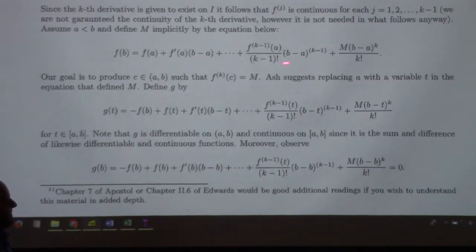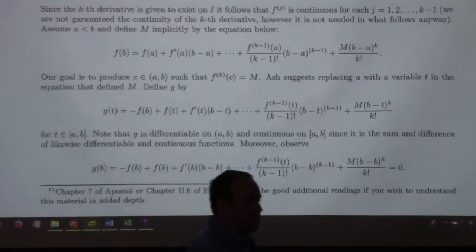So if we subtract f of B from both sides here, that gives us all of this is equal to 0. But that is exactly G of A. So G of A is 0. G of B is 0. G is built from a sum of continuous and differentiable things. So it is both continuous and differentiable. It has satisfied the terms and conditions for Rolle's theorem.